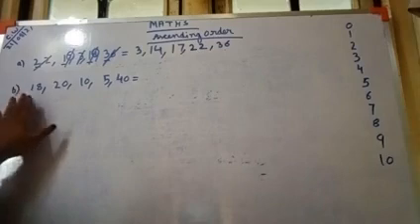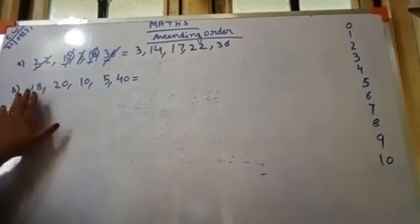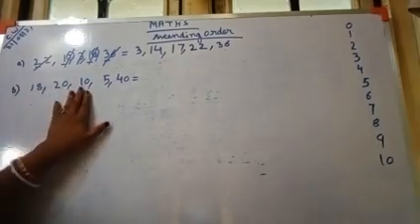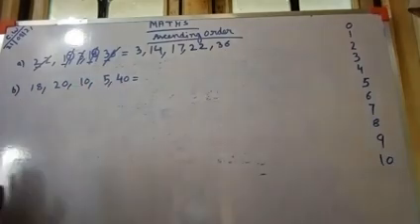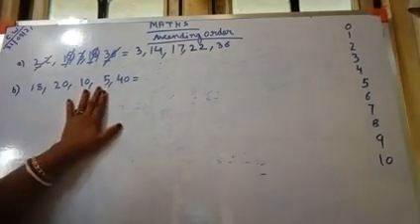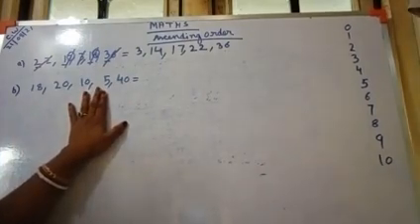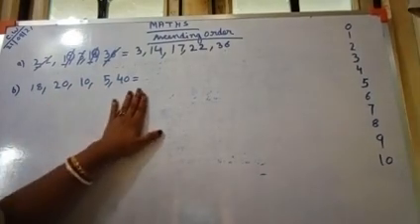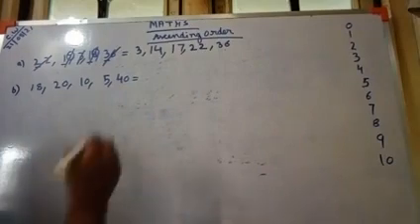See children, here it is 18, 20, 10, 5, 40. Now we will arrange these numbers in ascending order. So 5 is the smaller one because 5 is a one digit number. So between them 5 is the smaller one. So we will write here 5.